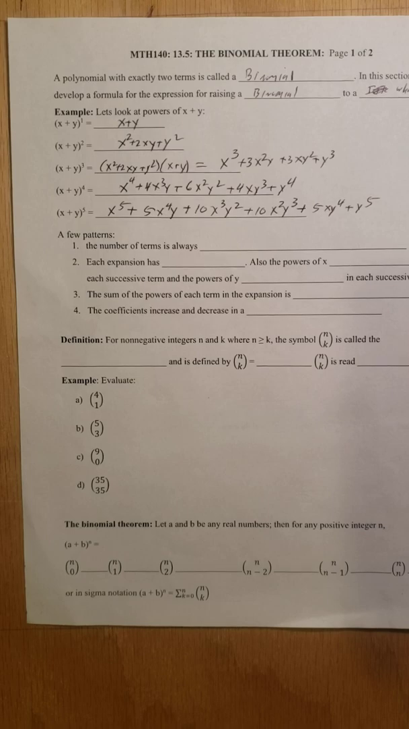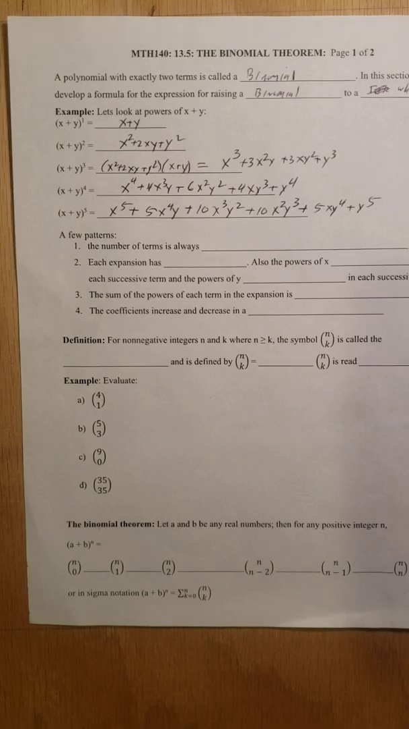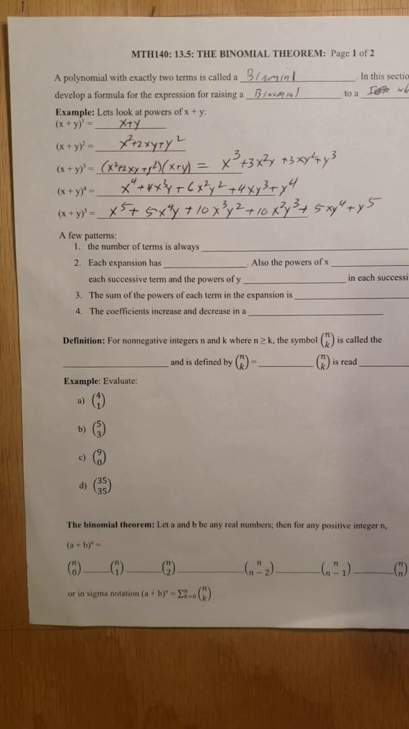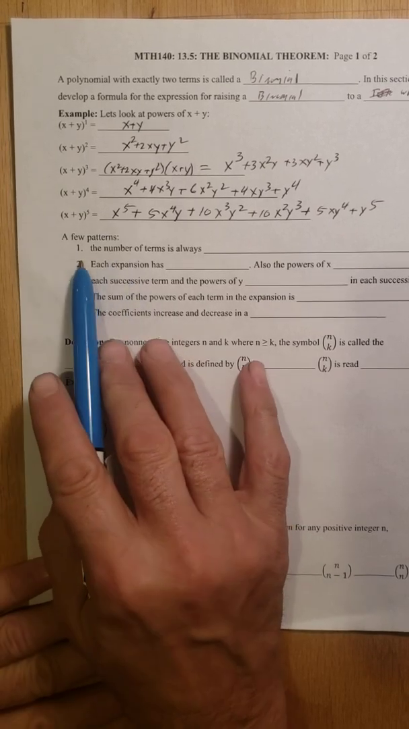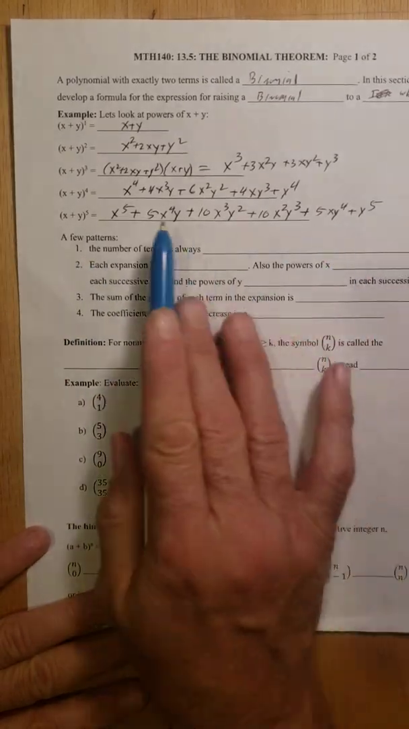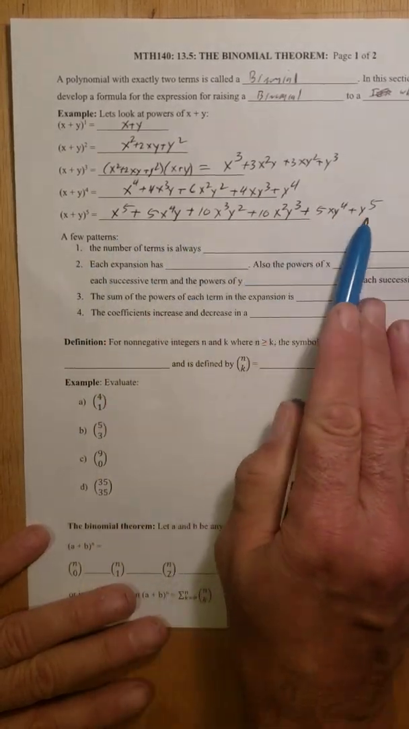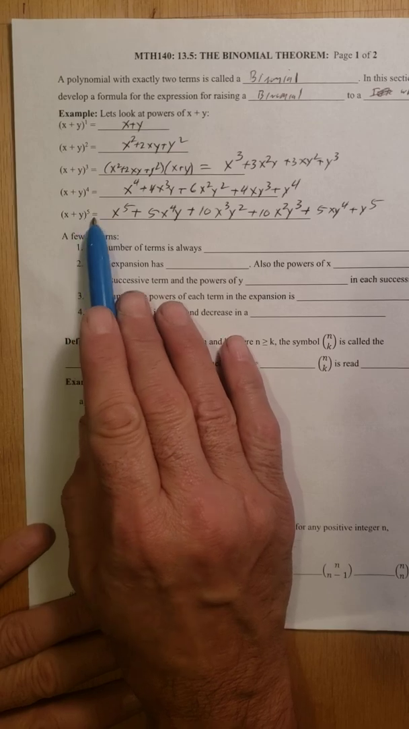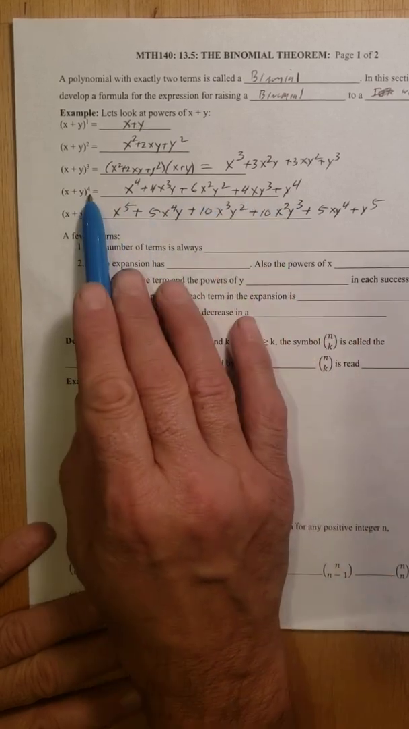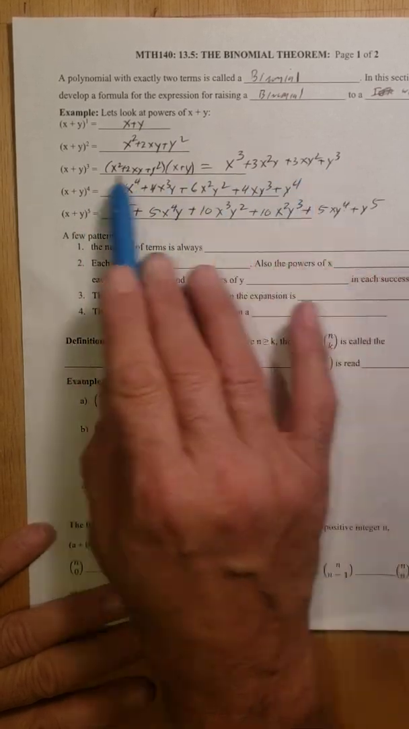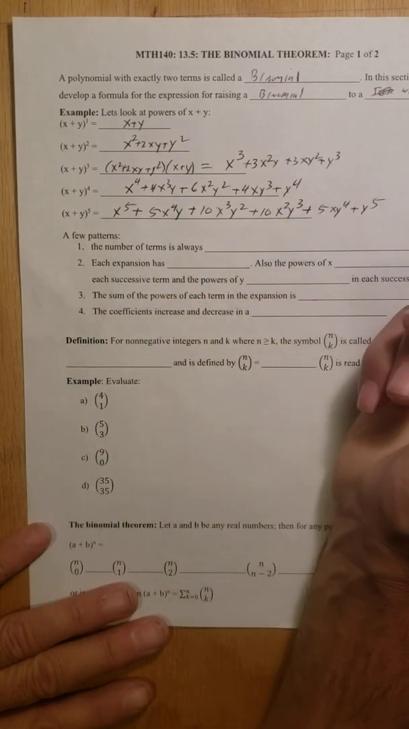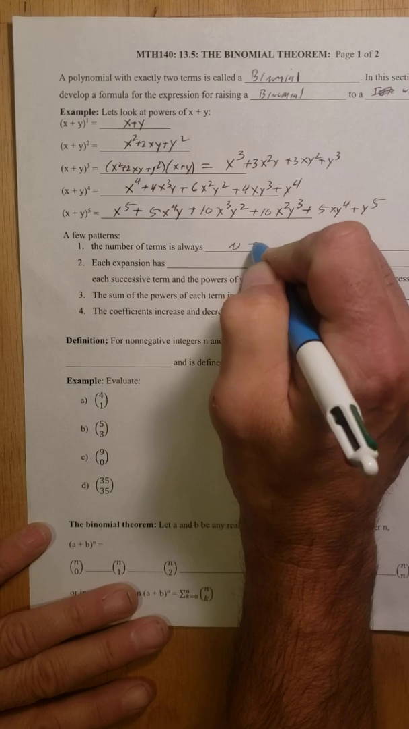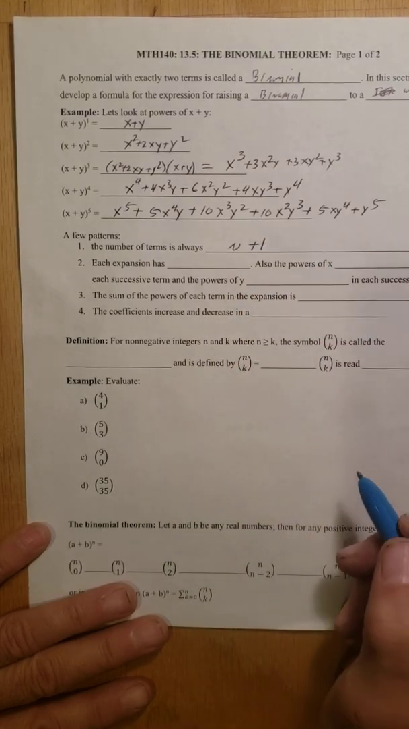So what do we notice about all of this stuff? Let's see, the number of terms: 1, 2, 3, 4, 5, 6. That's one more. 1, 2, 3, 4, 5. That's one more than that. 1, 2, 3, 4. It looks like the number of terms is always going to be n plus 1, where n is your exponent.